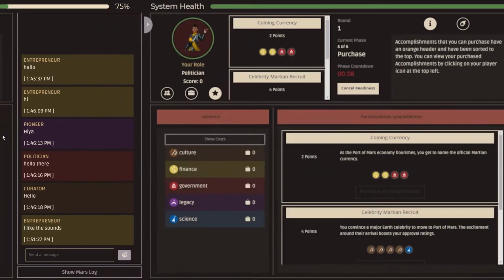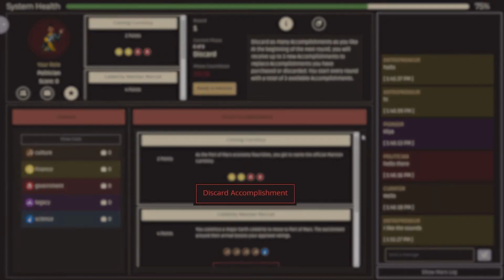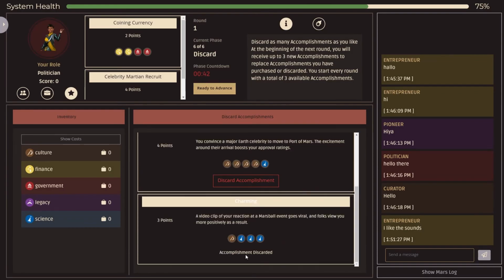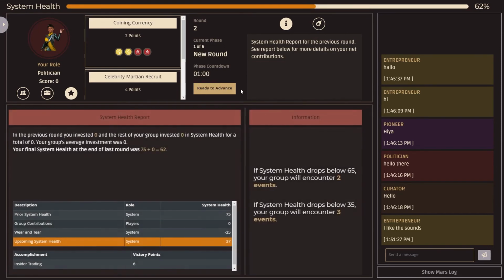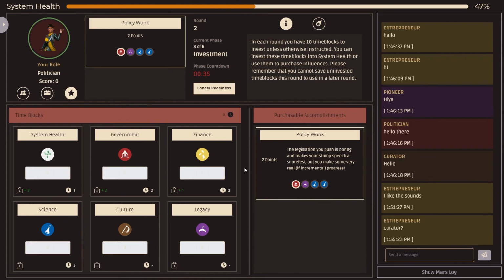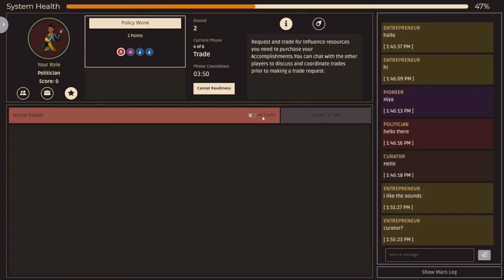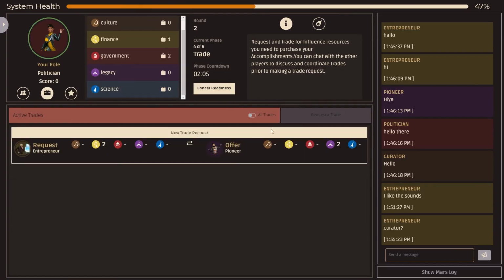Phase 6, Discard. In this phase, you may discard up to 3 accomplishments you don't want to keep. If you discard any accomplishments, you will receive new ones at the start of the new round. You will always have 3 accomplishments available for purchase. After Phase 6, a new round begins. The game will continue for an unspecified number of rounds. The player with the most points at the end of the game wins.